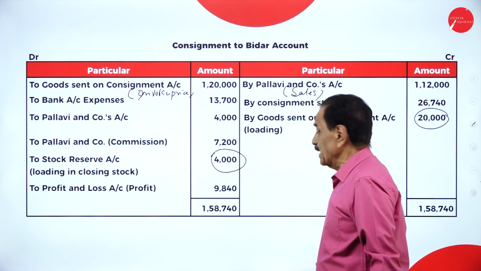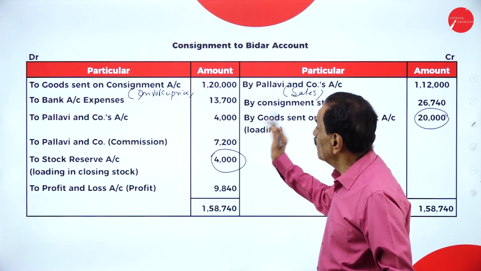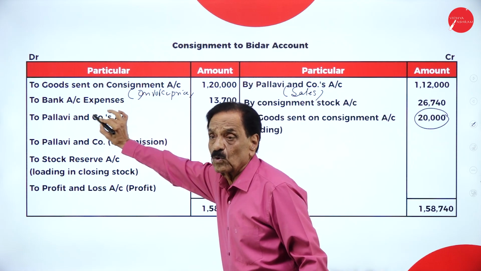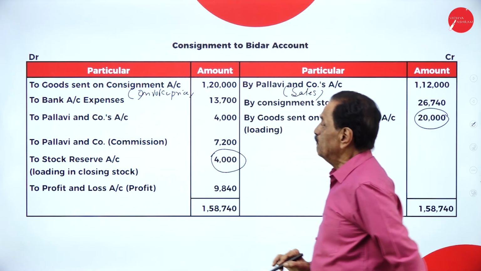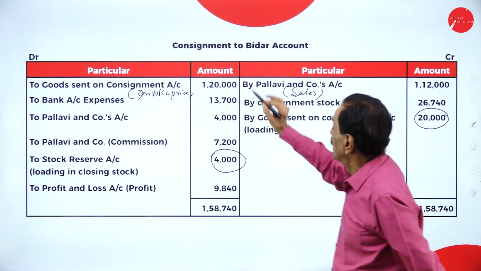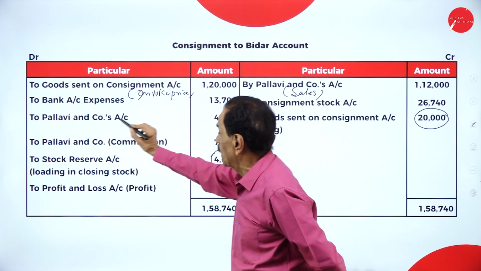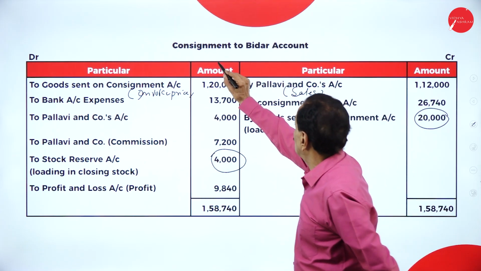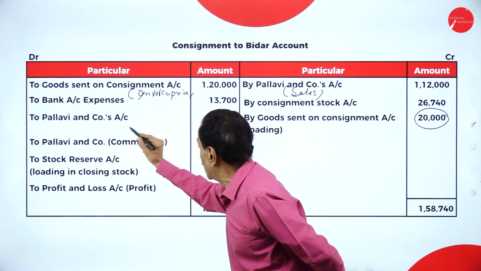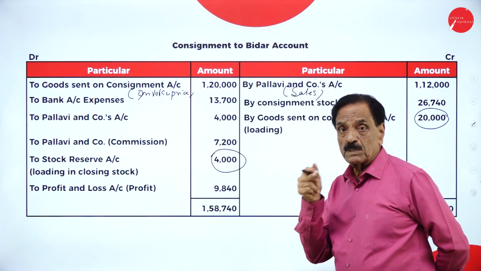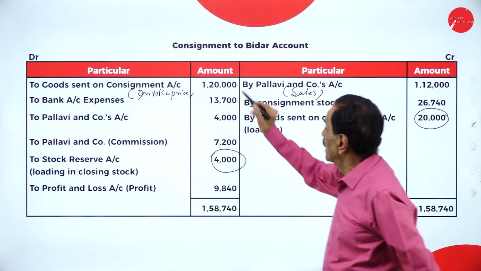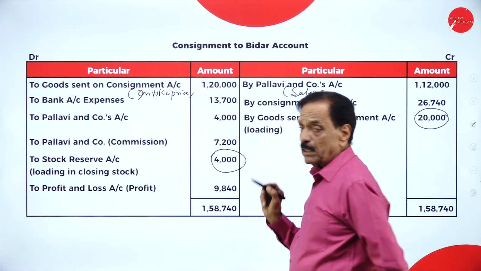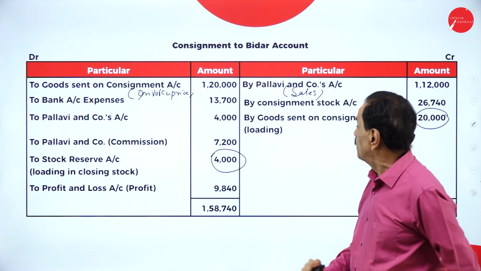The difference is 9,840. The common journal entries are: Consignment A/c Dr. to Goods Sent on Consignment A/c, being the invoice price of the goods. Consignment A/c Dr. to Bank A/c, being expenses met by the consignor. Consignment A/c Dr. to Pallavi and Company, being expenses met by consignee. Consignment A/c Dr. to Pallavi and Company, being commission due to consignee.